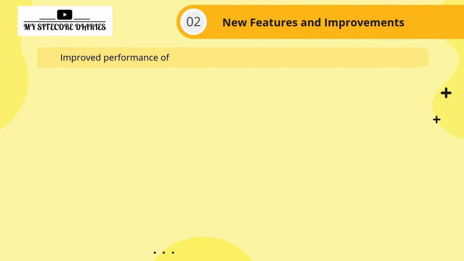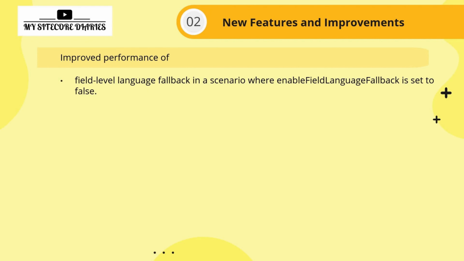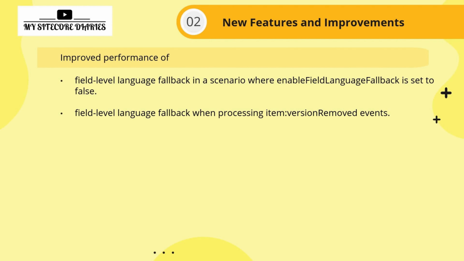Now this is important, what they have done to improve the performance of the product. Field level language fallback in a scenario where enable field language fallback is set to false. In this scenario, they improved the performance. Field level language fallback when processing item version removed events. So when you remove the item version, for the field level fallback, that time also the processing performance is improved.